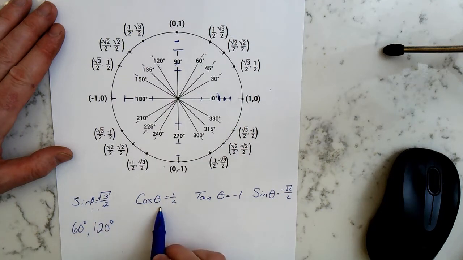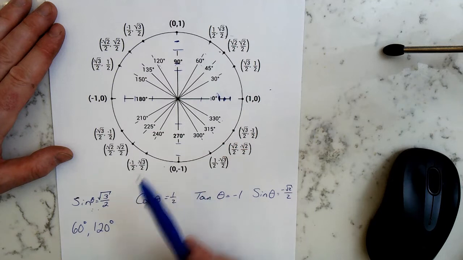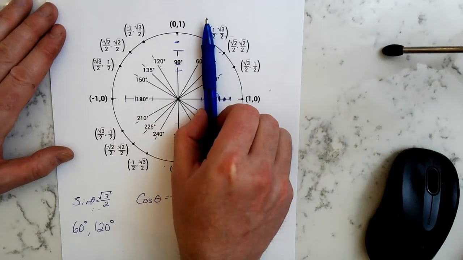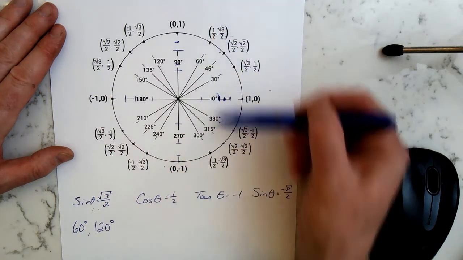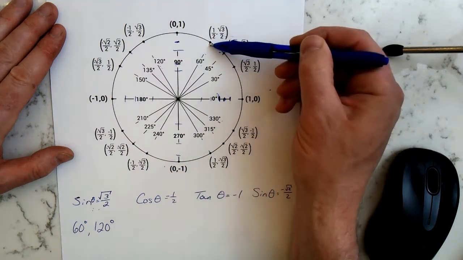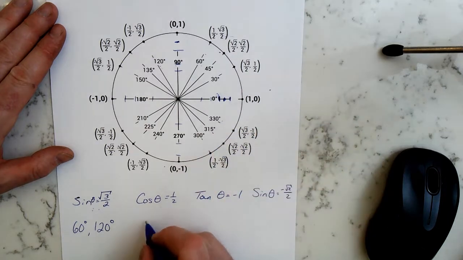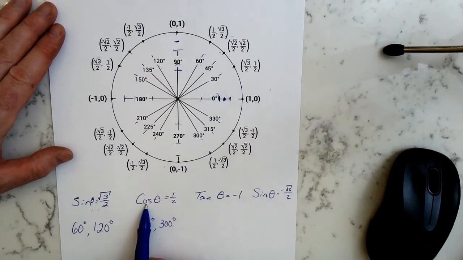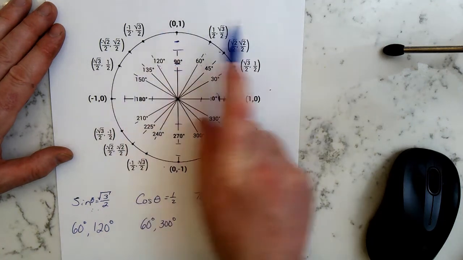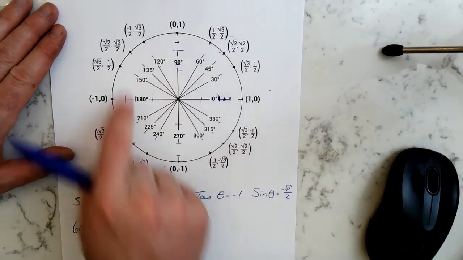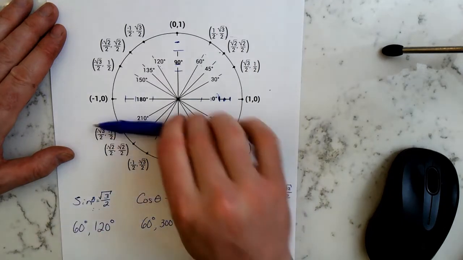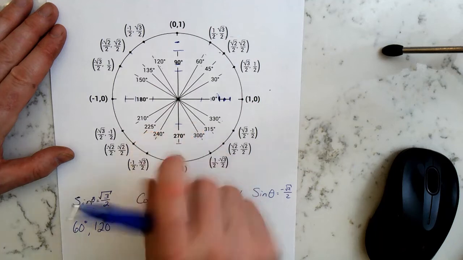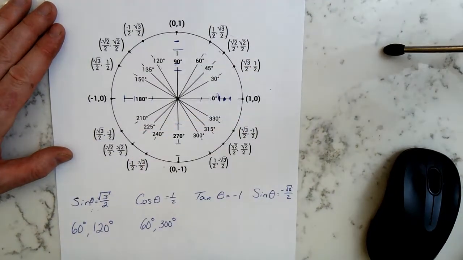Cos is the x coordinate, and it's a positive 1/2. So I'm going to move over to the first one. Cos is 1/2. This is 60 and 300. So if we're doing x coordinates, we're always doing quadrant 1 and 4 or 2 and 3. If we're doing y coordinates, we're doing 1 and 2, or 3 and 4 if the y coordinate is negative.